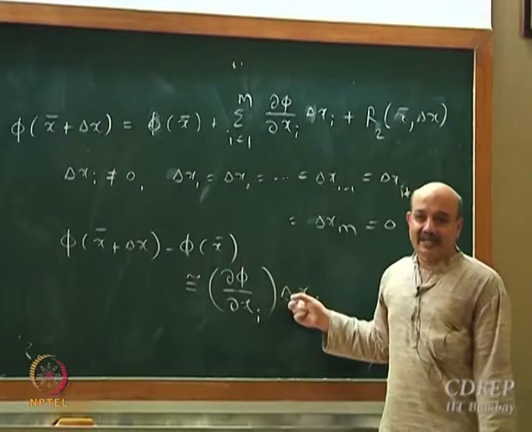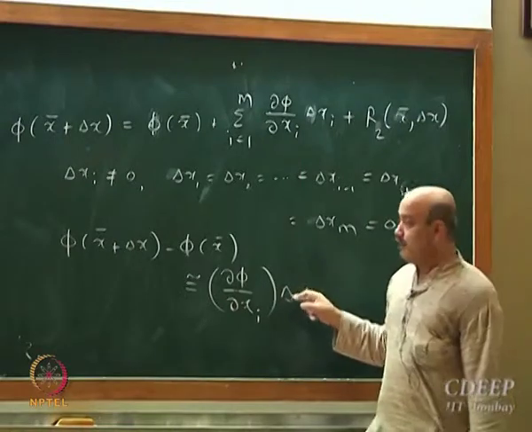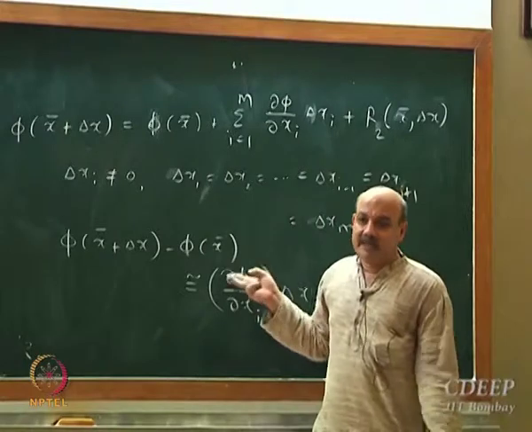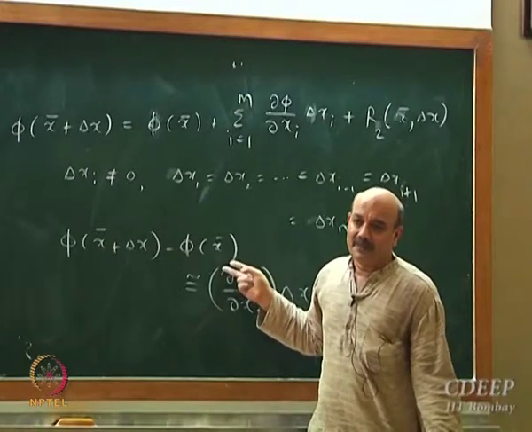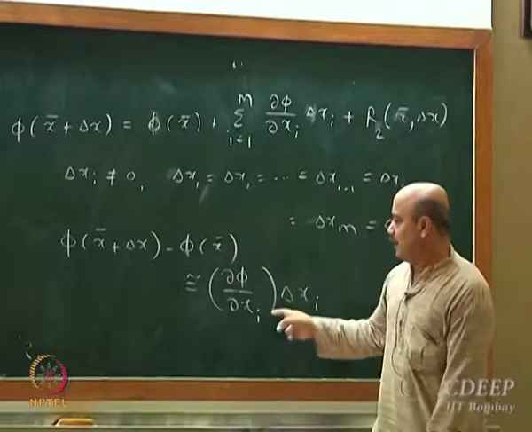Okay, if I choose delta xi positive, and if this is negative, the multiplication is negative, which means I can move in one particular way and reduce this further, which means x bar is not a minimum. I made a wrong argument earlier.